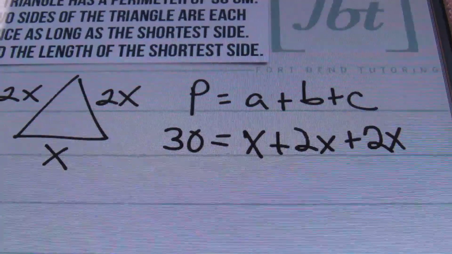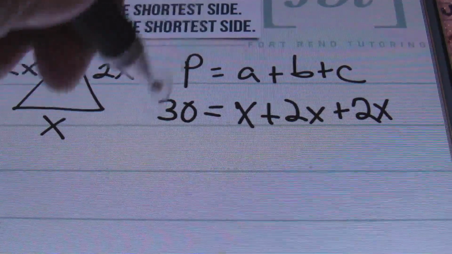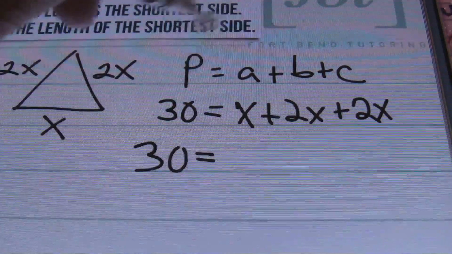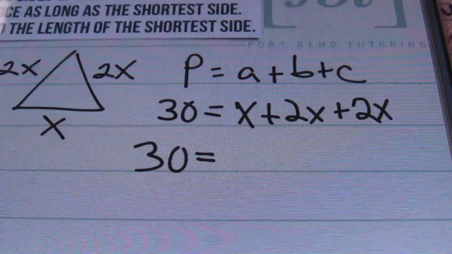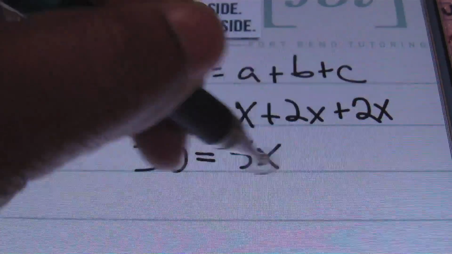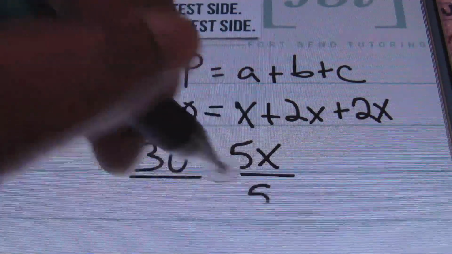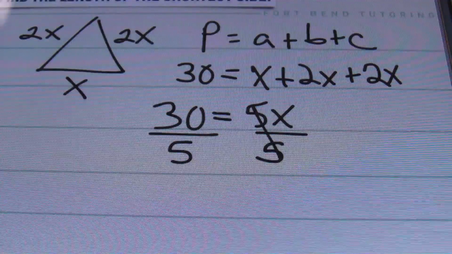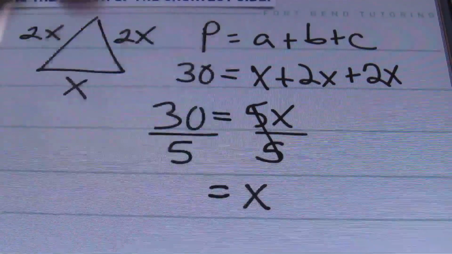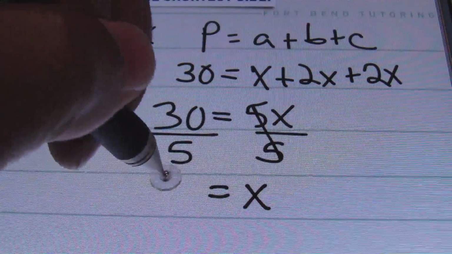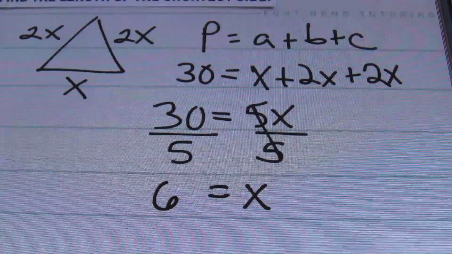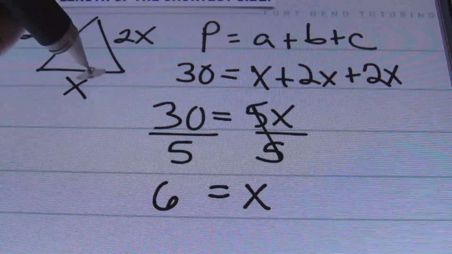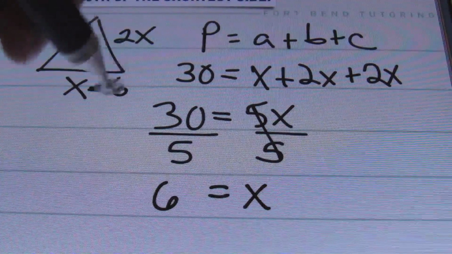Next, we're going to combine like terms and solve for x. On the right side of the equal sign, we have 1x plus 2x plus 2x. That gives me 5x. Then I'm going to divide both sides by 5. So my 5's cancel out, so I bring down my variable x, and 30 divided by 5 is 6. So, ladies and gentlemen, that means that my short side is equal to 6 centimeters here.